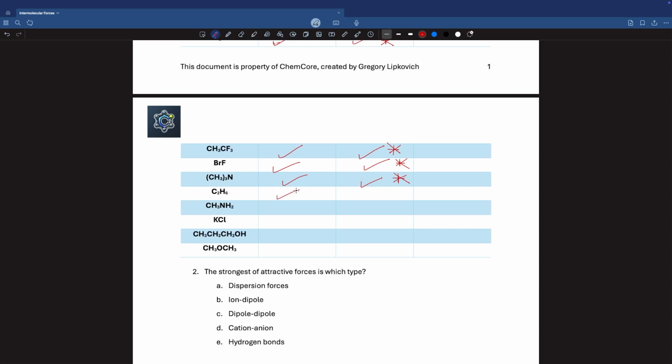C2H6, it is a covalent molecule, nonpolar, so no dipole-dipole forces, and all hydrogens are connected to only carbons, so London dispersion forces are our strongest force. CH3NH2, it is a covalent molecule, also polar, and hydrogens are connected to nitrogen, which means it does have hydrogen bonding. KCl, it's an ionic compound, so definitely disqualifies us from all intermolecular forces.